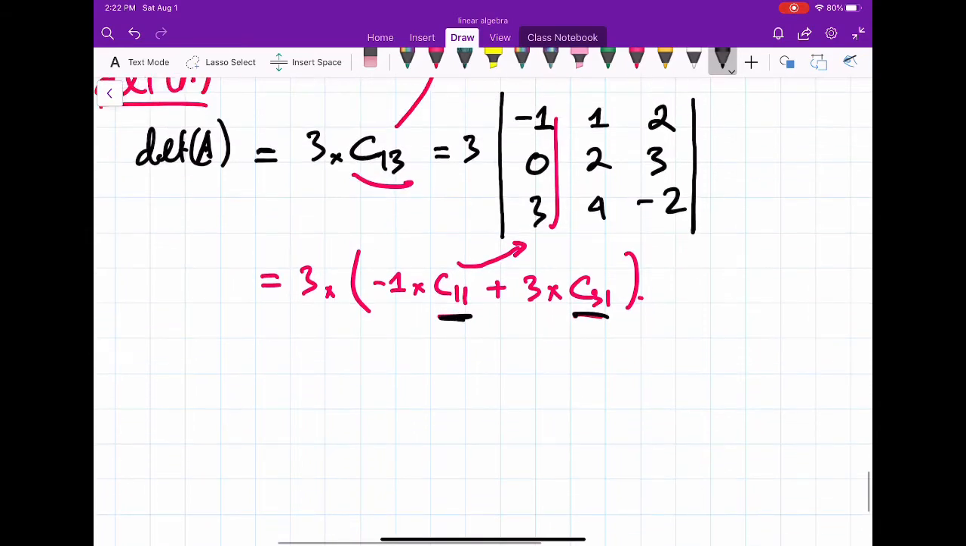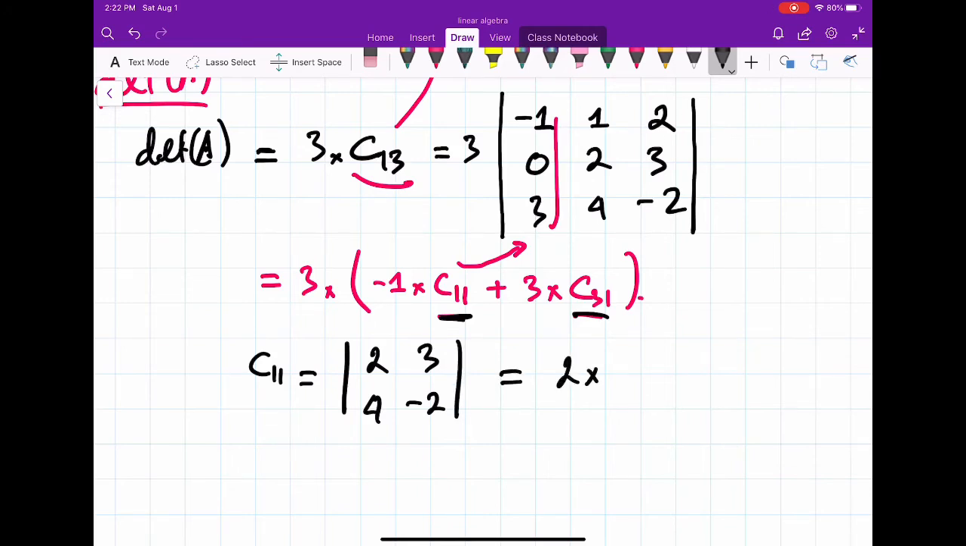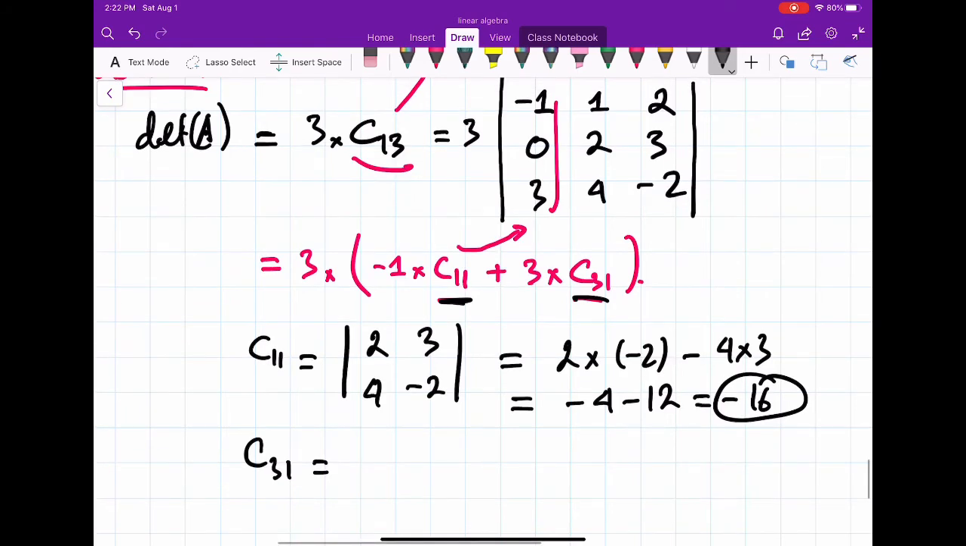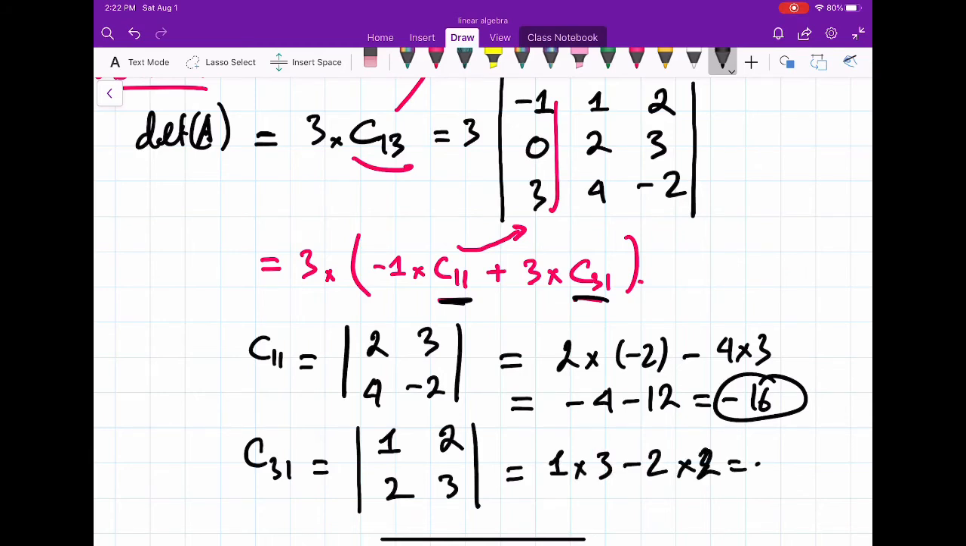So what is C11? C11 is positive because 1 and 1, right? That is the determinant of what? 2, 3, 4, negative 2. You delete the first row and the first column. So that is 2 times negative 2 minus 4 times 3, which is negative 4 minus 12, negative 16. And then you can find C31, again with positive, because 3 and 1 are of the same parity. So you delete the first column and the third row. You have the determinant of 1, 2, 2, 3. That is 1 times 3 minus 2 times 2, which is negative 1.